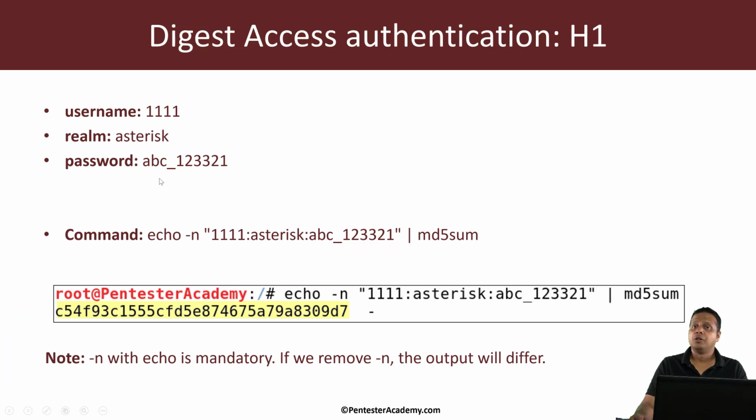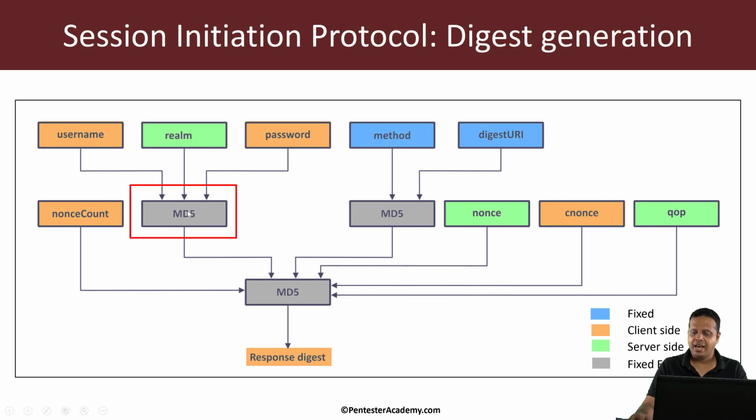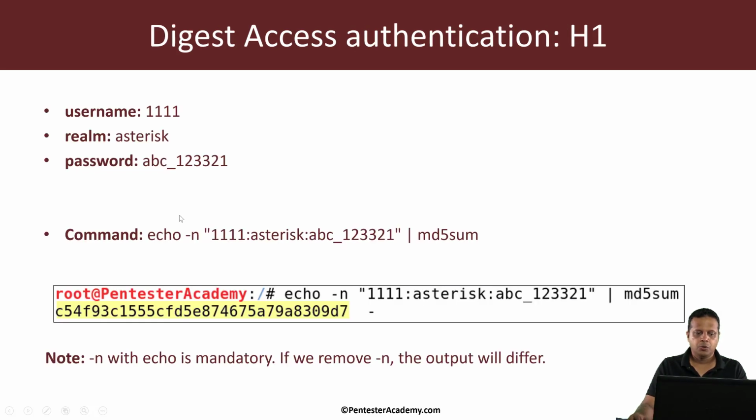Now the password is unknown for an attacker. The client's password actually was abc_123321. So the first step in calculating this MD5 hash is to concatenate these: username:realm:password. We can see that 1111:asterisk:the password, and then calculate an MD5 checksum for this, which turns out to be this value here.